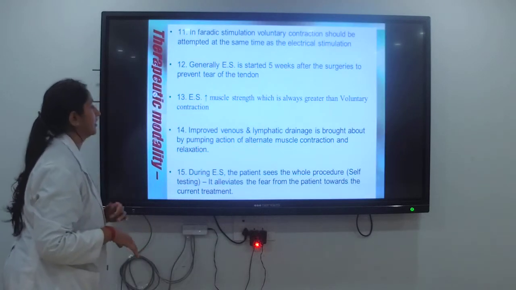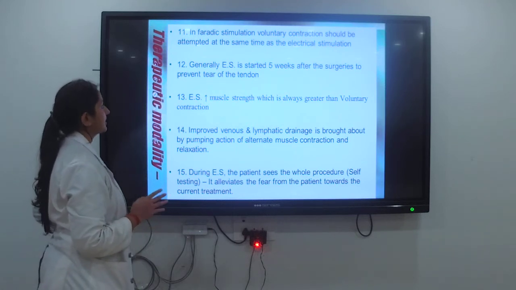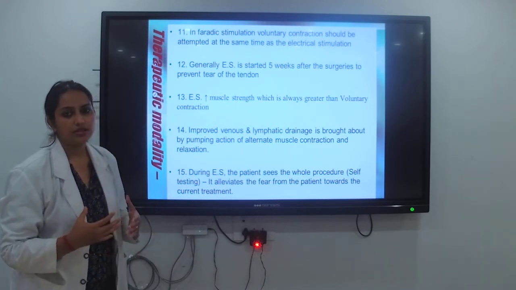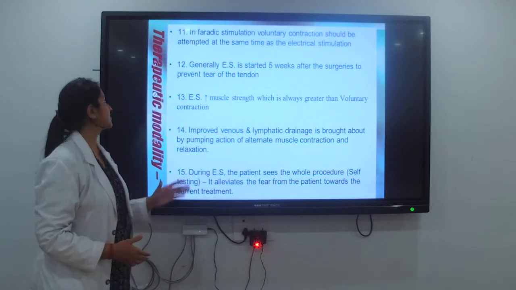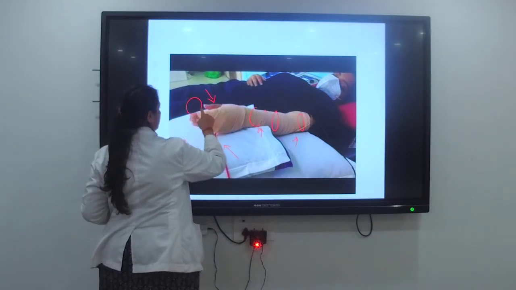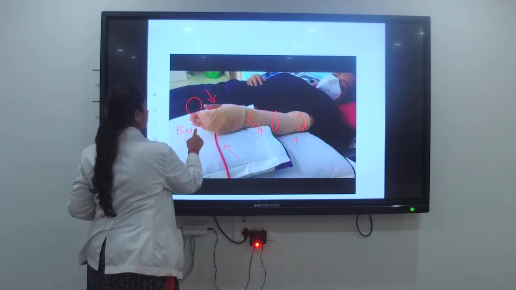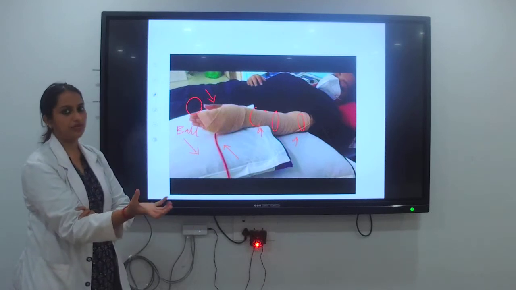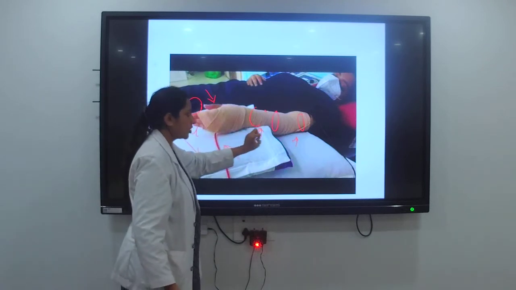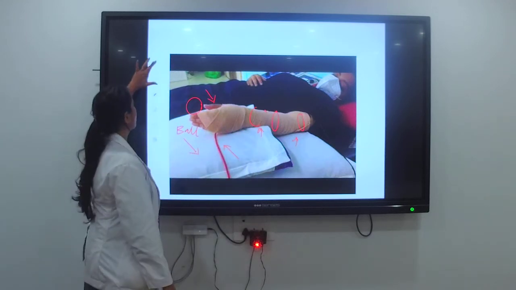We'll go line by line. In Faradic stimulation, voluntary control should be attained at the same time as the electrical stimulation. Yes, this is very important. What they are suggesting is, for example, in this image, if you give a ball in the hands and tell the patient to press it, when this alternate contraction and relaxation is going on, meaning the pumping effect is going on, what will happen?